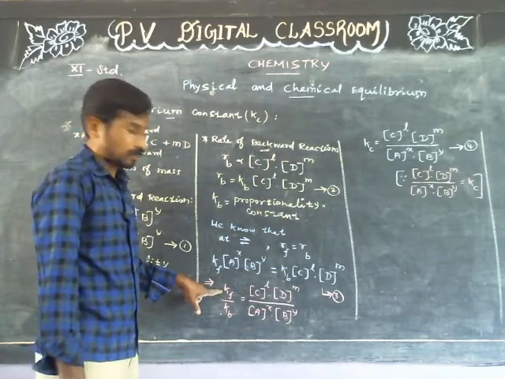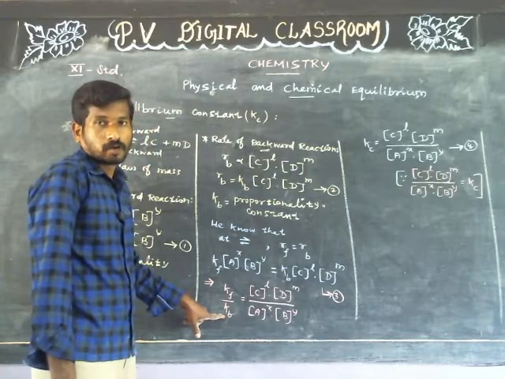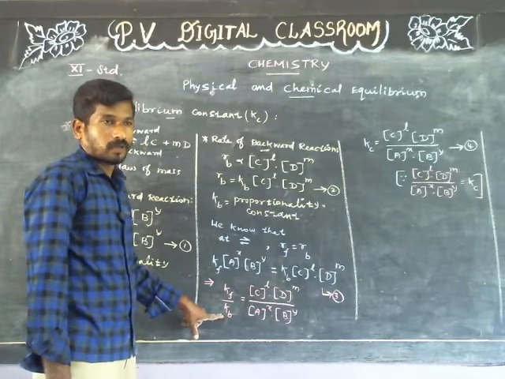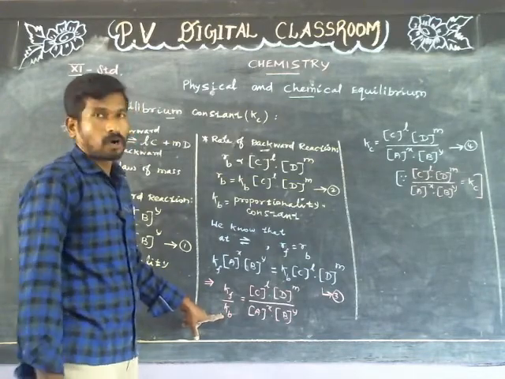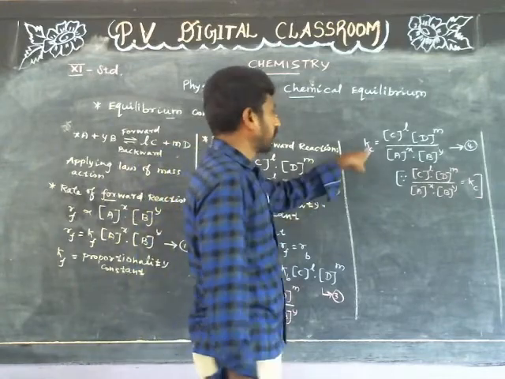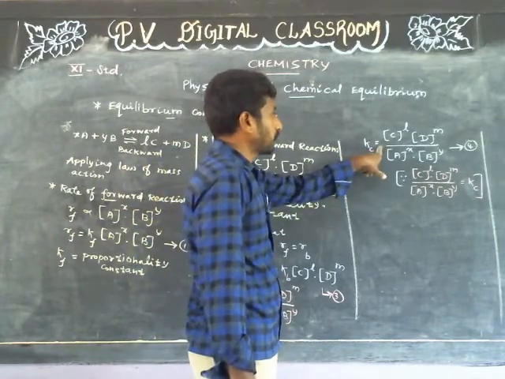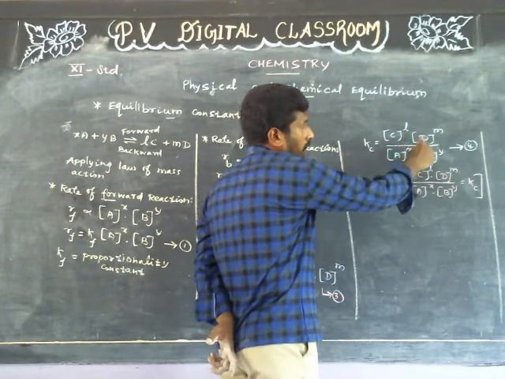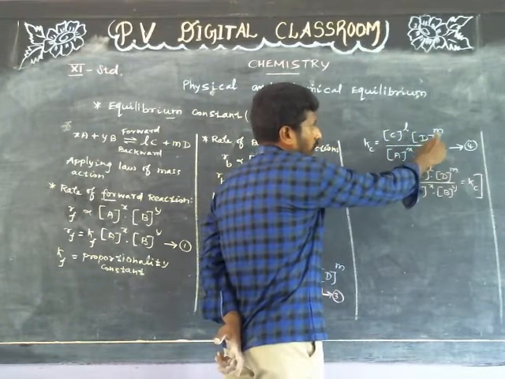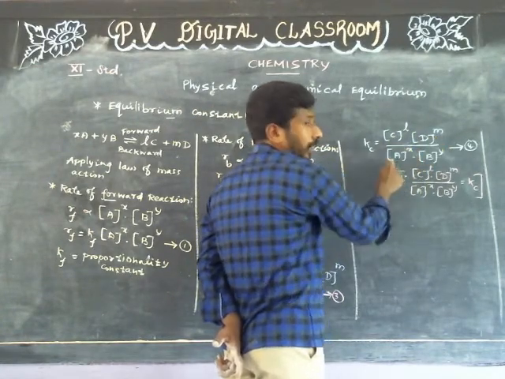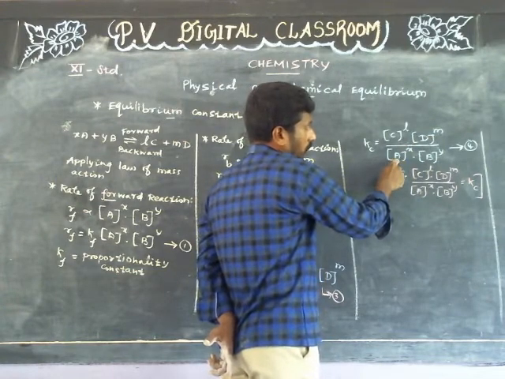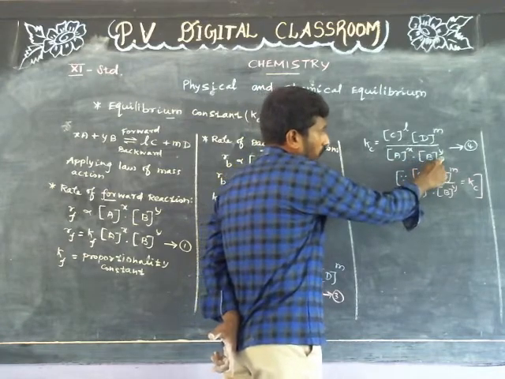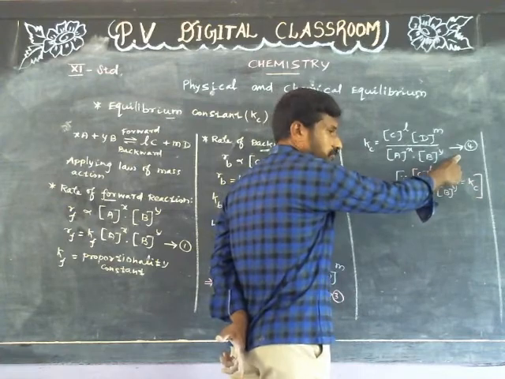Kf is a constant, Kb is also a constant. When Kf is divided by Kb, we will get another constant. It is Kc. Kc is equal to active mass of C with stoichiometric coefficient L into active mass of D with stoichiometric coefficient M divided by active mass of A with stoichiometric coefficient X into active mass of B with stoichiometric coefficient Y. This is equation number 4.